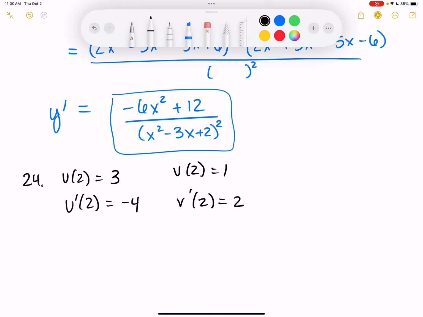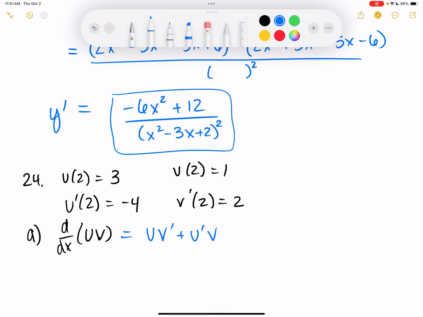So basically what they're doing is they're going to force us to essentially use the product rule and the quotient rule, but given values, and we're going to write what they're equal to. So like part A is d dx of u times v. So basically we're just doing the product rule and then plugging in numbers. So this would be u v prime plus u prime v.